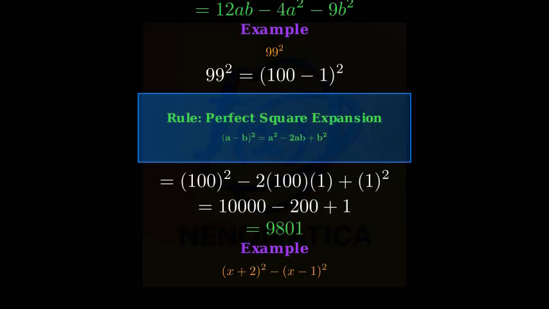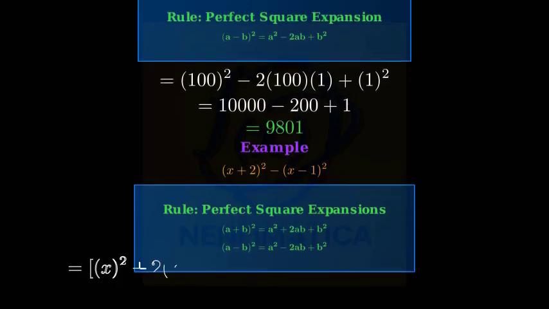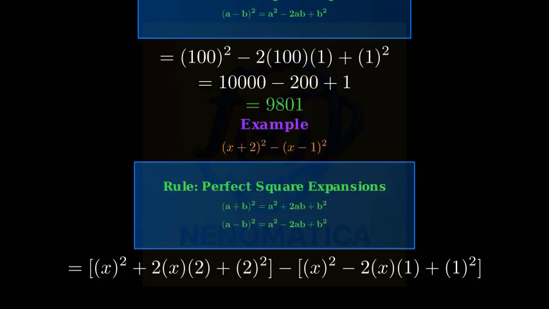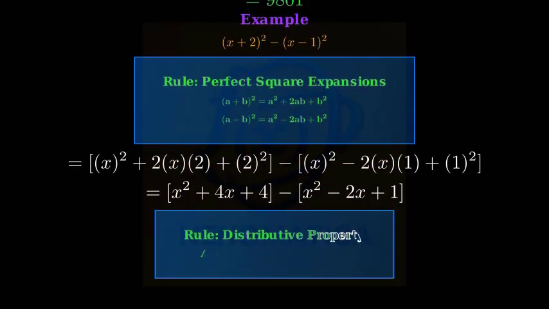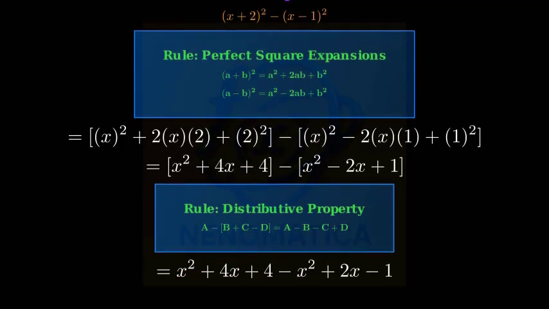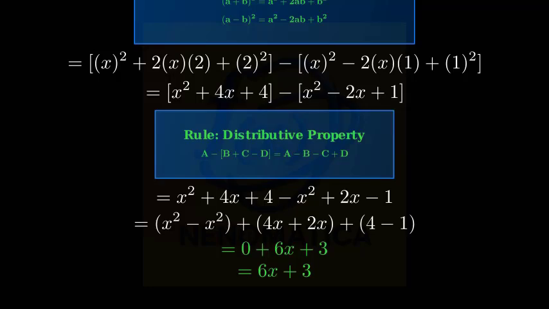(x plus 2) squared minus (x minus 1) squared. First, let's expand each squared term using the perfect square formulas. For (x plus 2) squared, we use (a plus b) squared equals a squared plus 2ab plus b squared. For (x minus 1) squared, we use (a minus b) squared equals a squared minus 2ab plus b squared. Now, let's distribute the negative sign to the second set of brackets. This gives us x squared plus 4x plus 4 minus x squared plus 2x minus 1. Now, let's combine like terms. The x squared terms cancel out, and we get 6x plus 3.